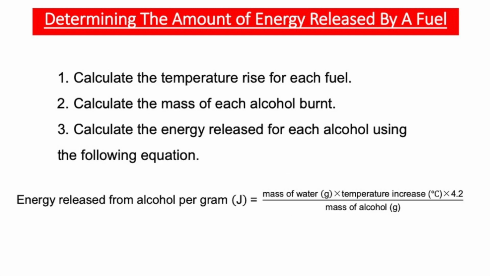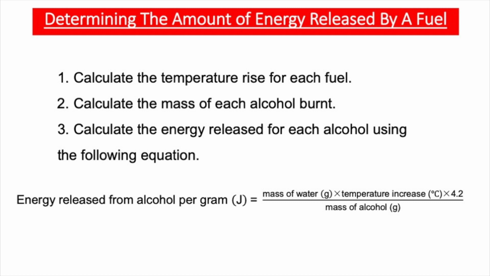So now let's look at the equation for working out the amount of energy released by a fuel. So if we were working out the amount of energy released by burning alcohols in a spirit burner, we would need the temperature rise, we would need the mass of each alcohol burnt, and then we'd use this formula. We'd have the mass of water times the temperature rise, and we times it by 4.2 because that is a specific heat capacity that converts degrees C to joules, and we divide it by the mass of the fuel that we burned, the mass of alcohol.